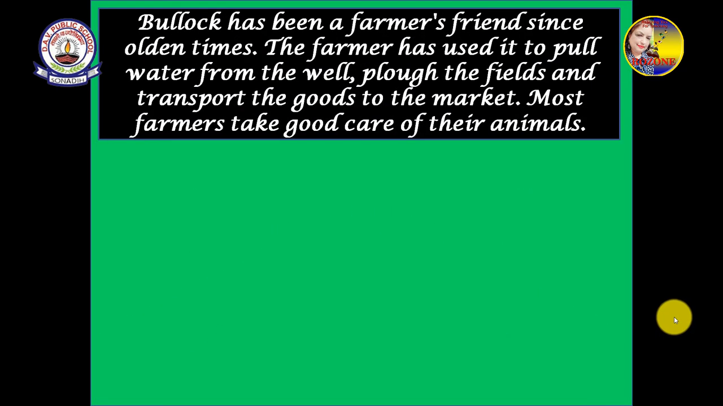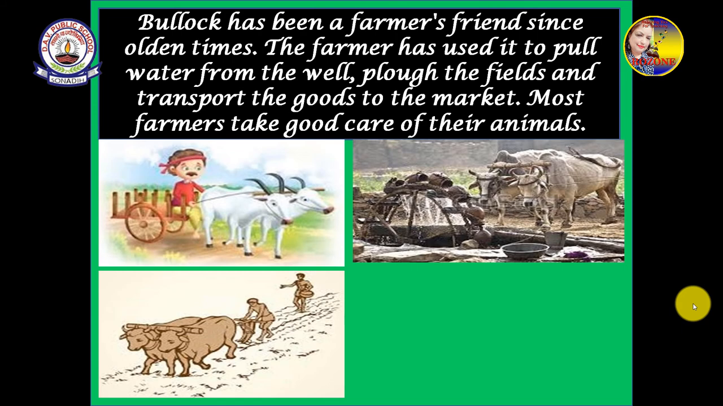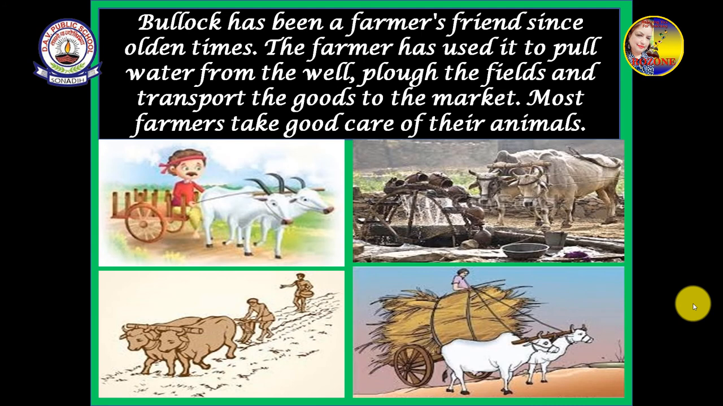Bullock has been a farmer's friend since olden times. Since olden times, this bullock, you call it bail in Hindi, has been a very good friend of the farmer. Why? Because it helps the farmers in many ways. The farmer has used it to pull water from the well, plow the fields, and transport the goods to the market. Most farmers take good care of the animals. All the farmers treat their animals with great care. They look after them, give them good food, keep them properly, love them, and this we all should do.